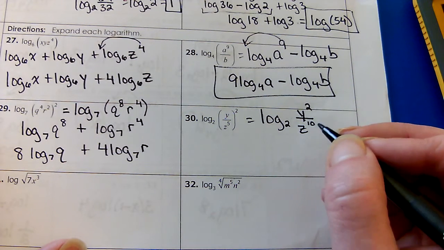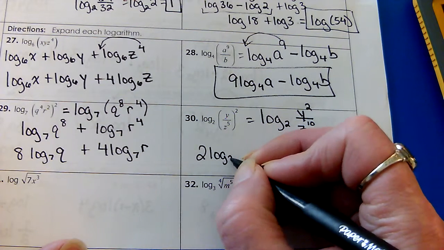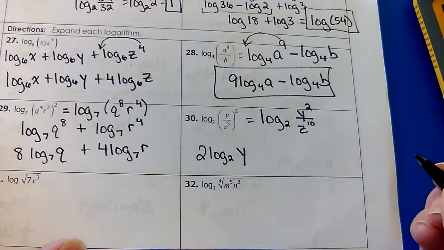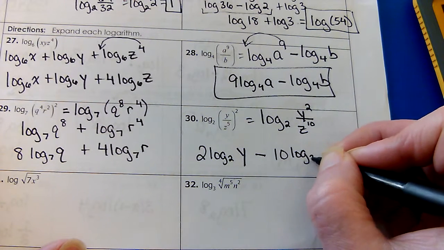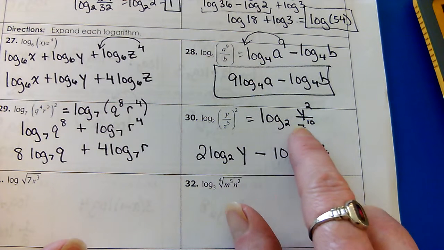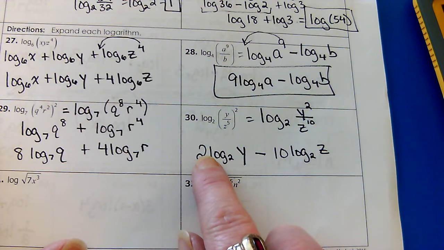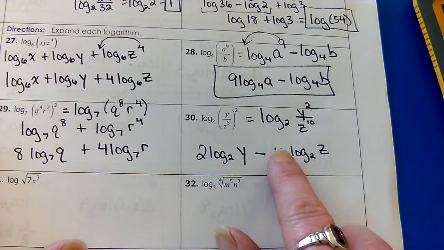Now let's see if you follow this. Why did I use subtraction? Because these are being divided. Where did the 2 come from? The exponent. Where did the 10 come from? The exponent.